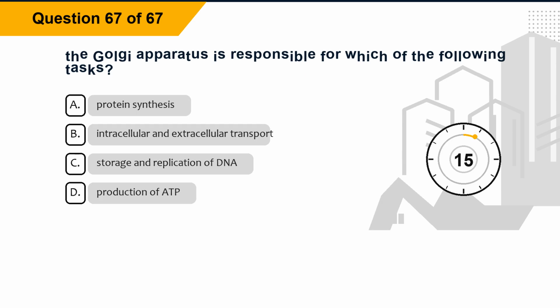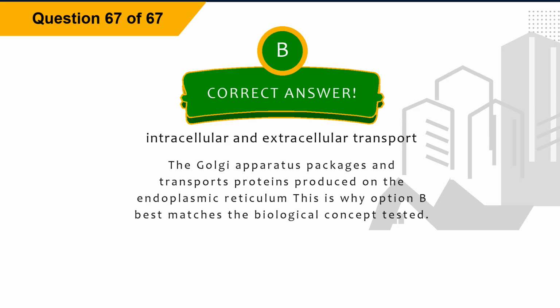Question 67. The Golgi apparatus is responsible for which of the following tasks? Option A, protein synthesis. Option B, intracellular and extracellular transport. Option C, storage and replication of DNA. Option D, production of ADP. The correct answer is option B, intracellular and extracellular transport. Explanation: the Golgi apparatus packages and transports proteins produced on the endoplasmic reticulum. This is why option B best matches the biological concept tested.